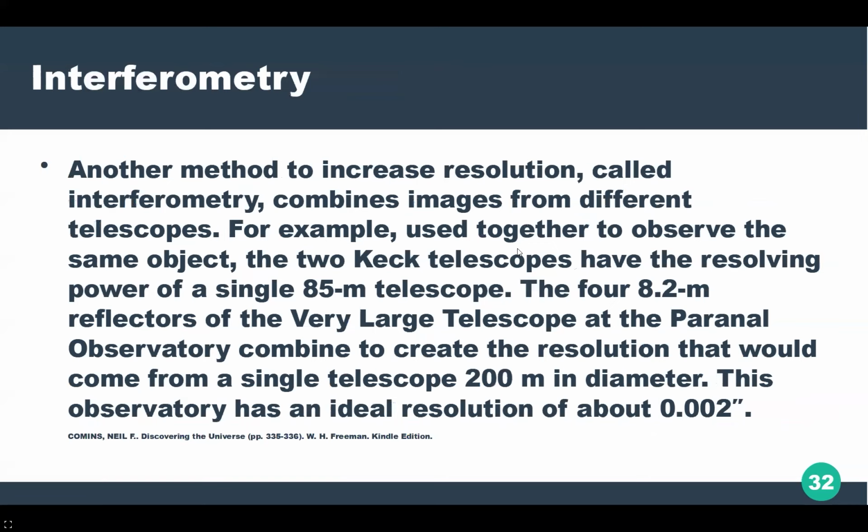Another method to increase resolution, called interferometry, combines images from different telescopes. For example, used together to observe the same object, the two Keck telescopes have the resolving power of a single 85-meter telescope. The four 8.2-meter reflectors of the Very Large Telescope at the Paranal Observatory combine to create the resolution that would come from a single telescope 200 meters in diameter. This observatory has an ideal resolution of about 0.002 arcseconds.